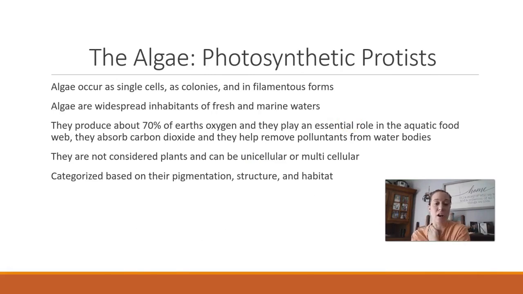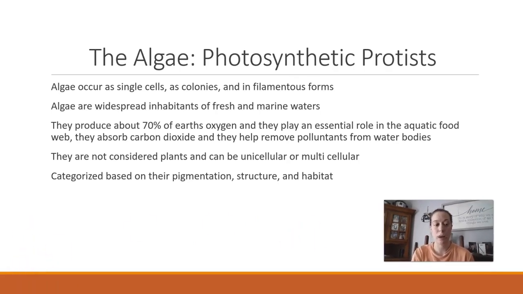Algae occur as single cells, as colonies, and in filamentous forms. Algae are widespread inhabitants of fresh and marine waters. They produce about 70% of Earth's oxygen, and I thought that was extremely awesome when I was learning about that. That was really neat to me, just knowing how big a role they play in our ecosystem in producing oxygen. They also play an essential role in aquatic food webs. They absorb carbon dioxide and they help remove pollutants from water bodies. All right, they're categorized based on their pigmentation, structure, and habitat.